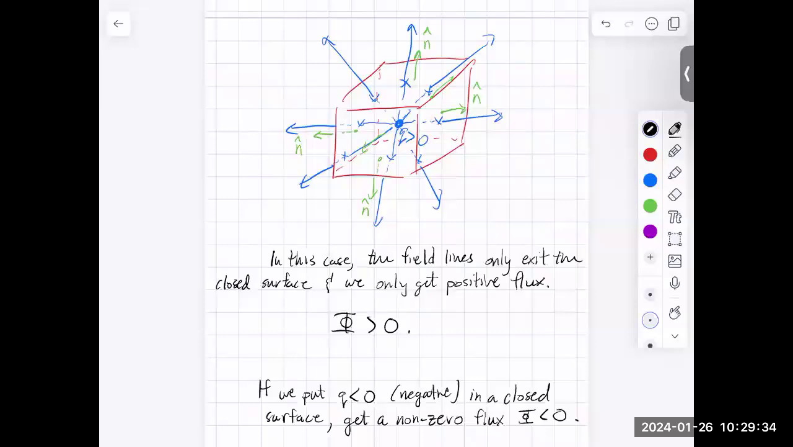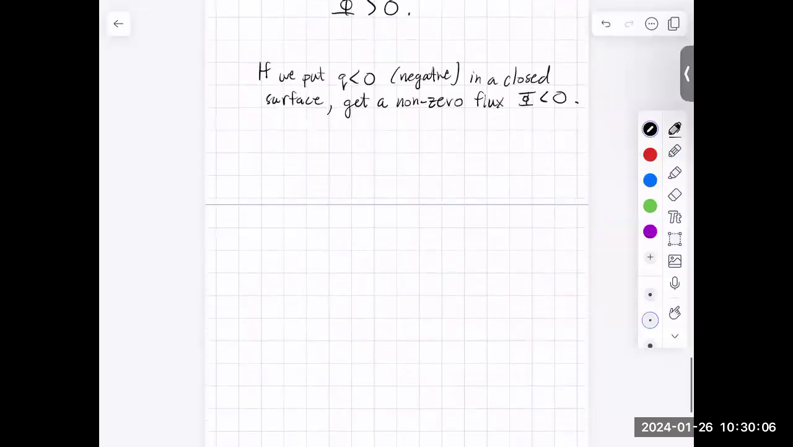Yeah, and another way to say a similar thing is that we know that flux is determined by the number of field lines that cross a surface. So if I move this charge next to one of the corners, I'm going to redistribute what the electric field looks like inside the cube, but I'm not going to change the number of field lines that exit this closed surface, and therefore the flux would have to stay the same.